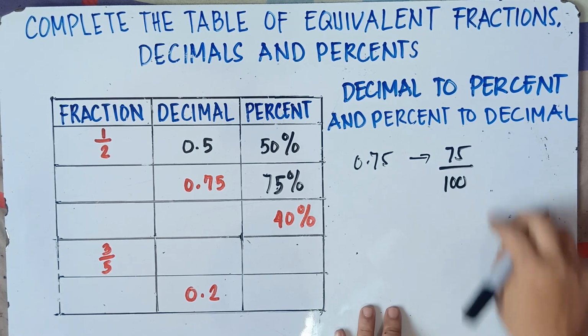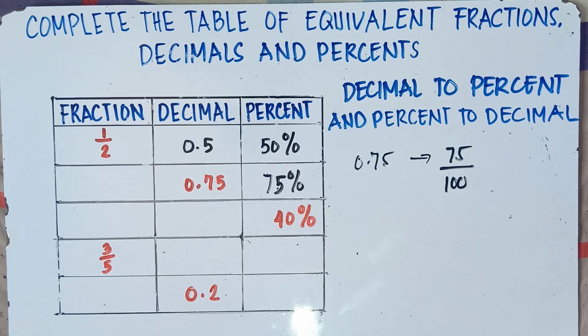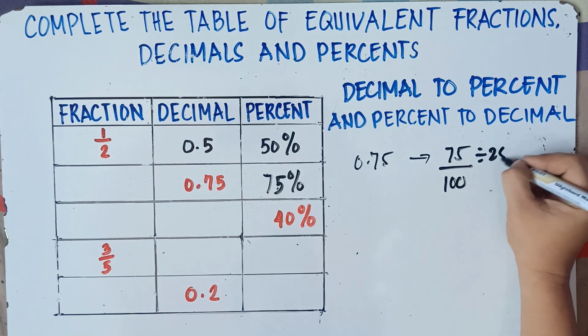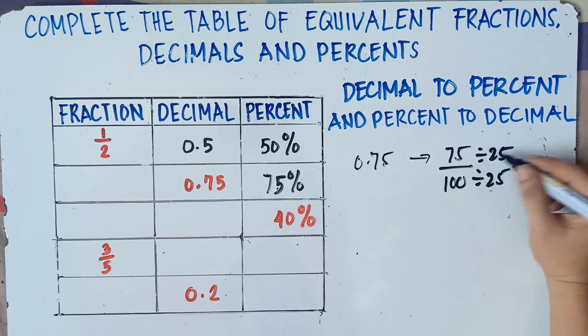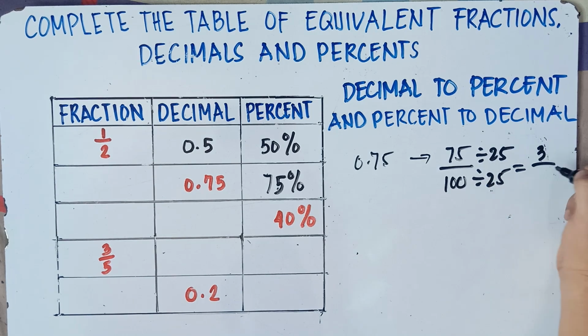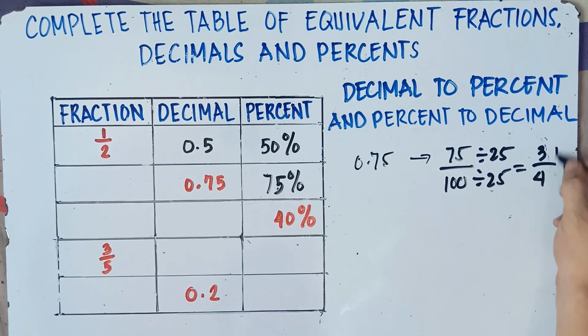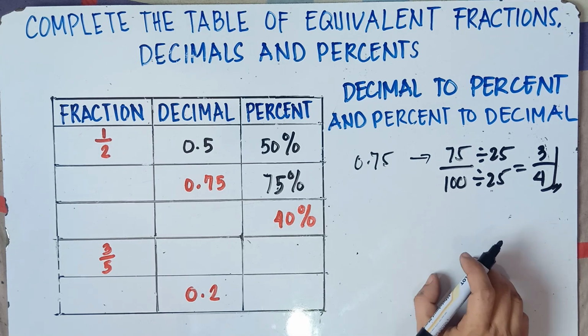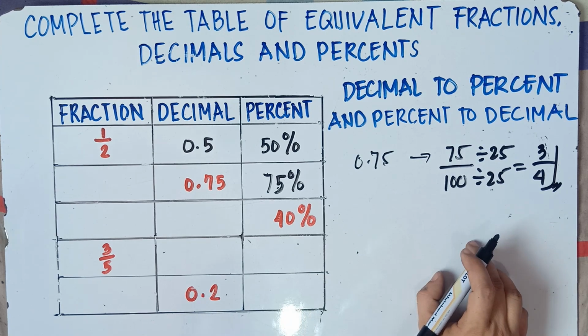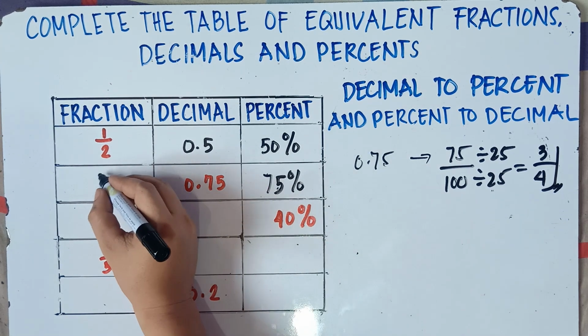Reduce this one. The greatest common factor of 75 and 100 is 25. Divide by 25, divide by 25. So 75 divided by 25 is 3, and 100 divided by 25 is 4. Question, sir, is it necessary to reduce the fraction to its lowest term? Yep, class, that's actually mandatory that you always reduce the fraction to its lowest term. Alright, so the answer is 3/4.